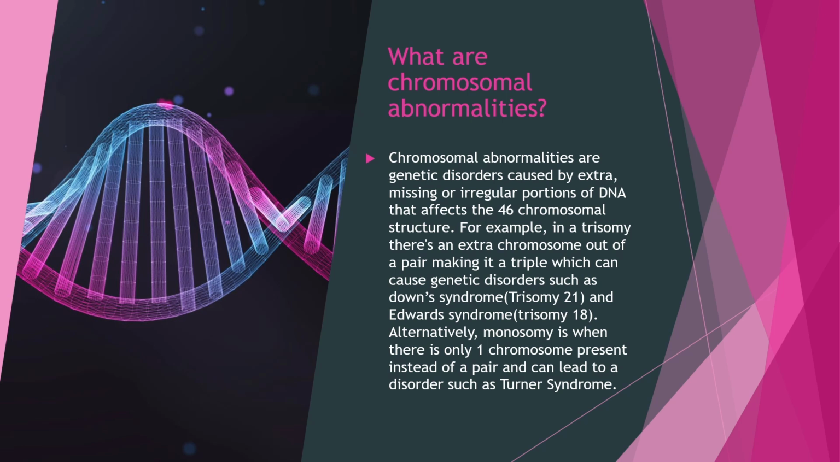Chromosomal abnormalities are genetic disorders caused by extra or missing portions of DNA that affect the 46-chromosome structure. For example, in a trisomy, there's an extra chromosome out of a pair making a triple, which can cause genetic disorders such as Down syndrome and Edwards syndrome. Alternatively, monosomy is when there's only one chromosome present instead of a pair and can lead to a disorder such as Turner syndrome.